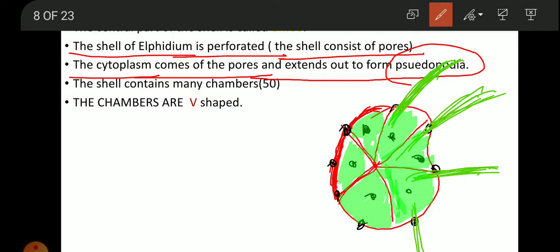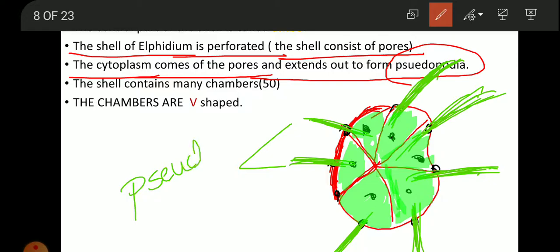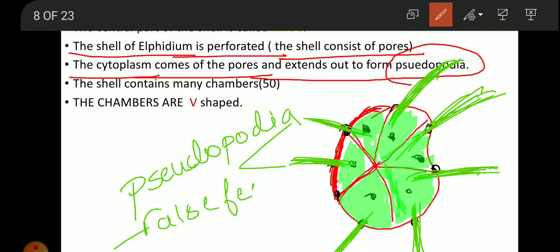Why is the pseudopodia there? Whenever this organism wants to move, this cytoplasm comes out from the pores. See, from the pores itself, the cytoplasm is coming out. This is called pseudopodia. Pseudopodia means false feet. They are temporary projections. It's not that the cytoplasm is coming out permanently. It will also go inside. Whenever the organism wants to move, the cytoplasm comes out.